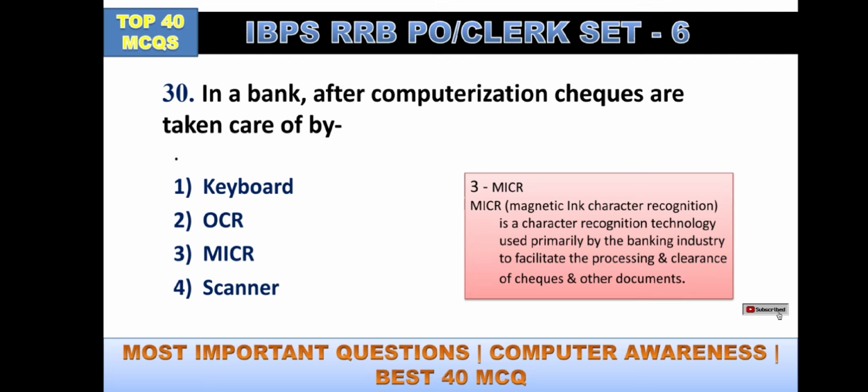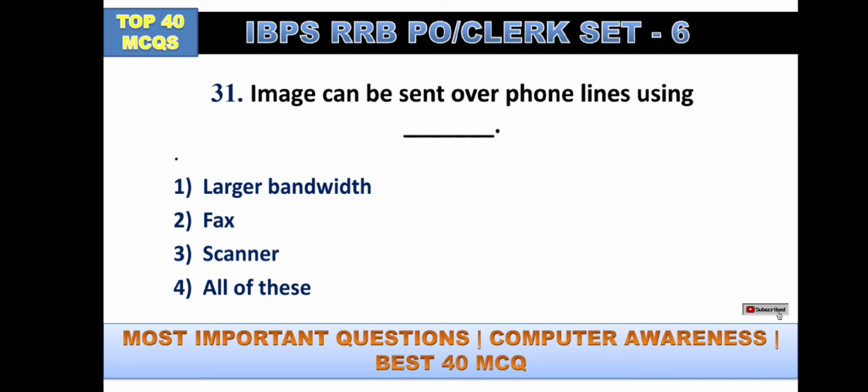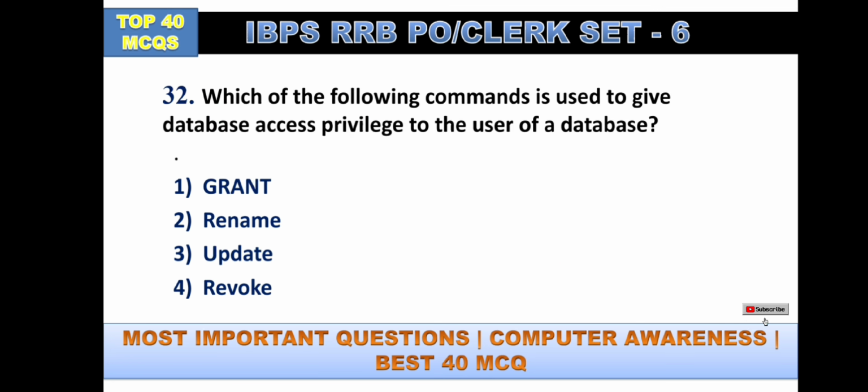It's a character recognition technology used primarily by the banking industry to facilitate the processing and clearance of checks and other documents. So the full form of MICR is magnetic ink character recognition. Image can be sent over phone line using which one? It is fax. Okay, option number 2. See, question number 32. Which of the following commands is used to give a database access privilege to the user of a database? So for this we use the grant command, and the revoke command is used to take back permission.